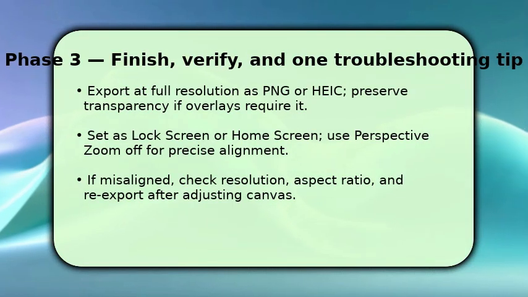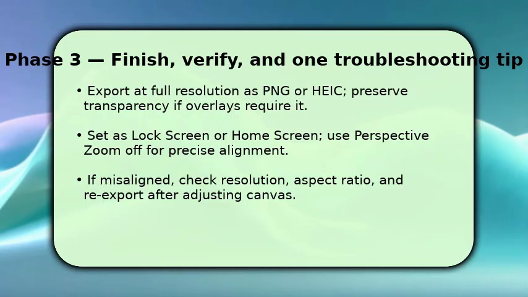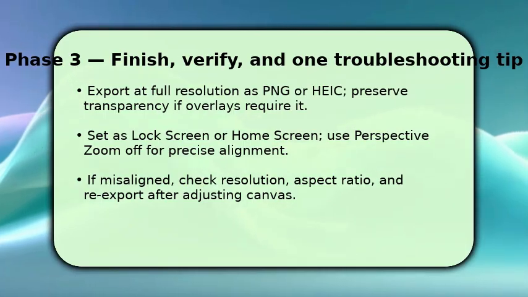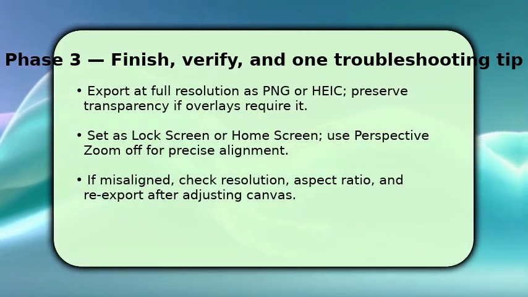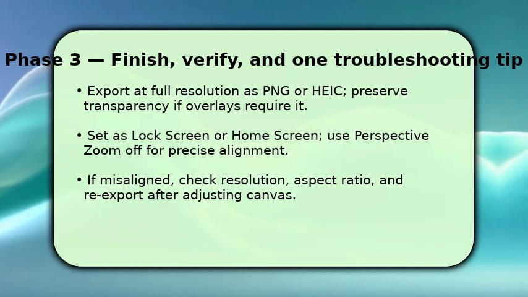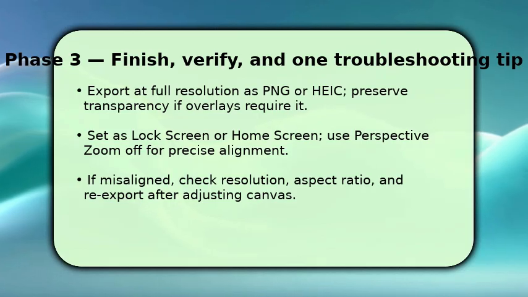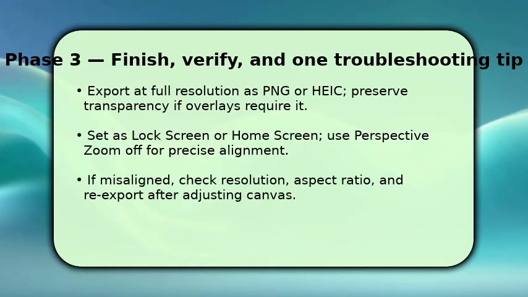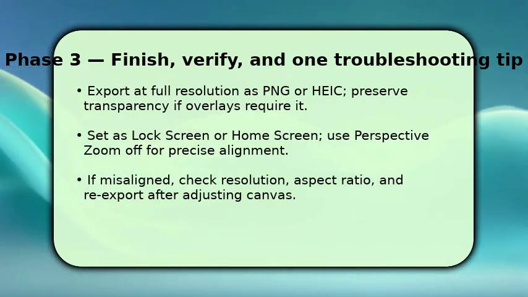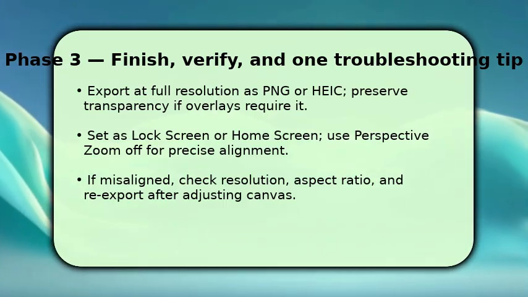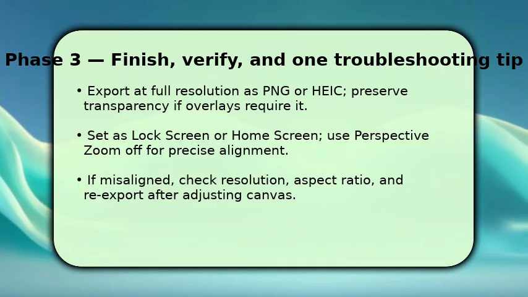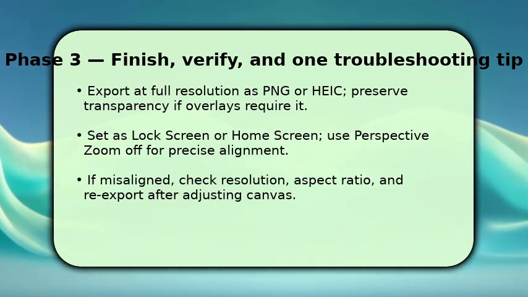To finish, export the composition at the device's native resolution. Choose PNG or HEIC to preserve detail and transparency. Then set it as your lock screen or home screen, and make sure perspective zoom is off if you need exact alignment. Once applied, inspect how icons and widgets sit on the image and adjust spacing or brightness if necessary. If things look off, reopen the file, confirm the canvas size and safe area, tweak the alignment or opacity, and re-export. That fixes most wallpaper issues.